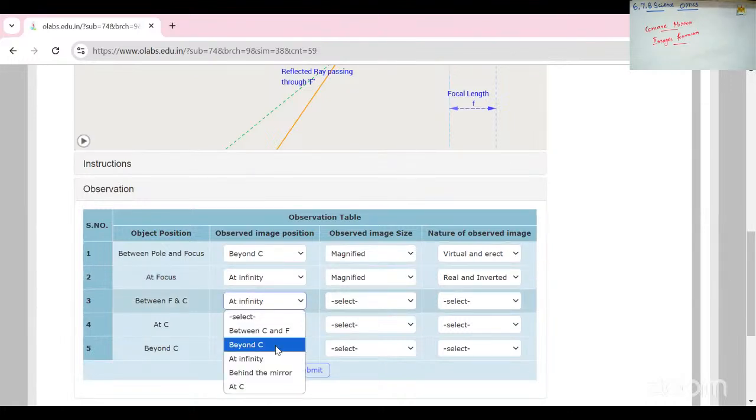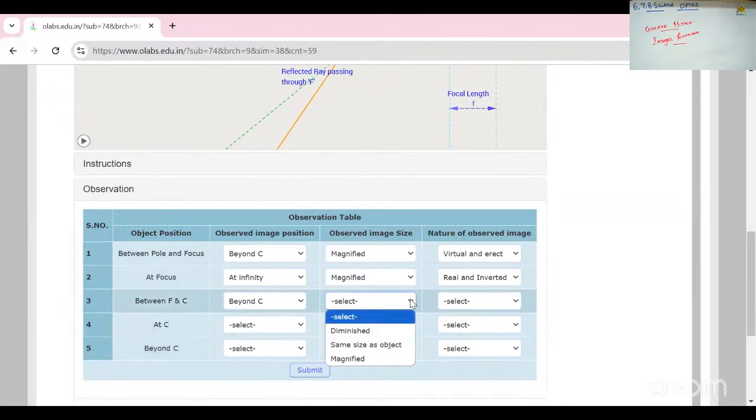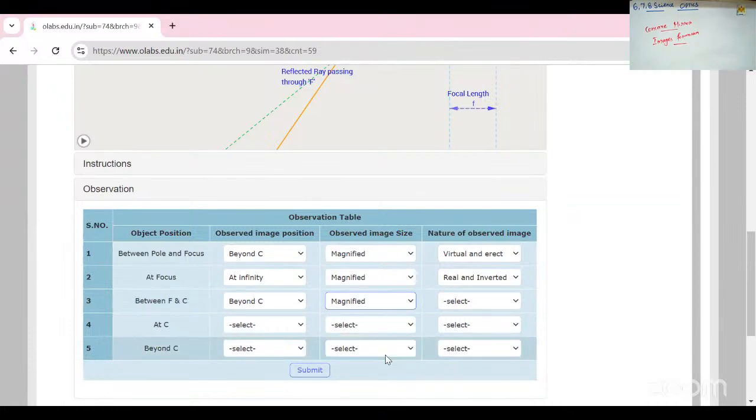And the next one is how the image is formed: it is magnified, and it is imaginary. Next, the nature of the image: it is real and inverted. Real and inverted images occur when the object is kept between F and C. The next position is at the C point.